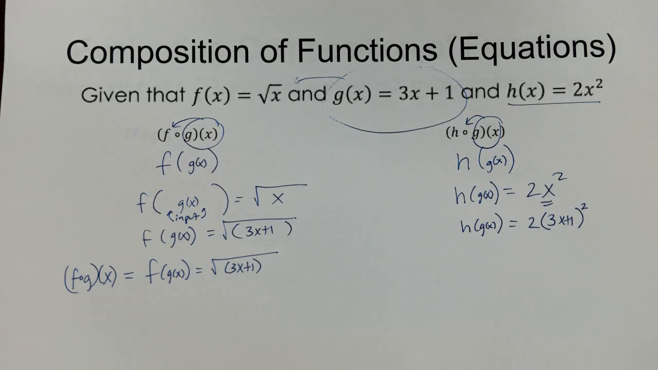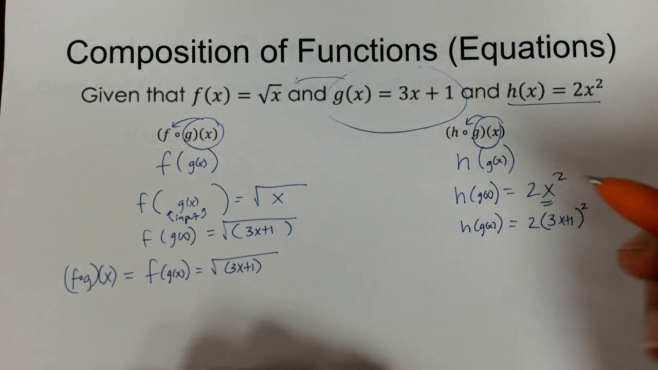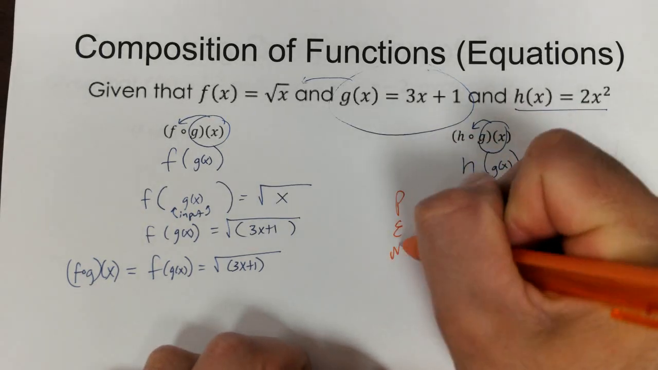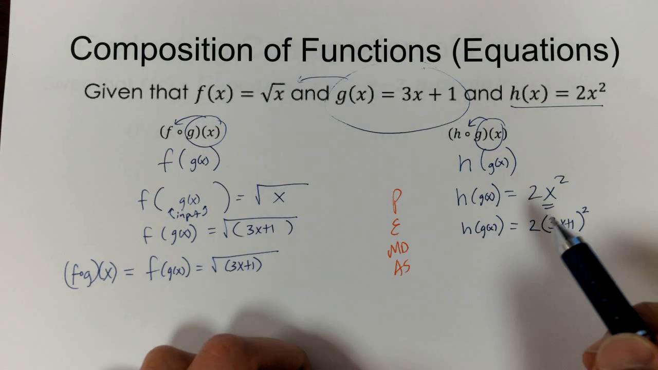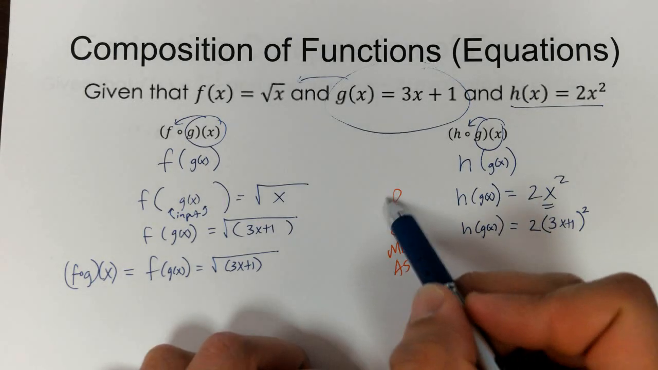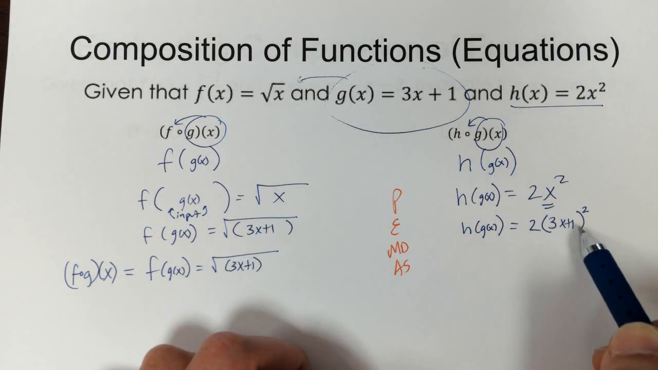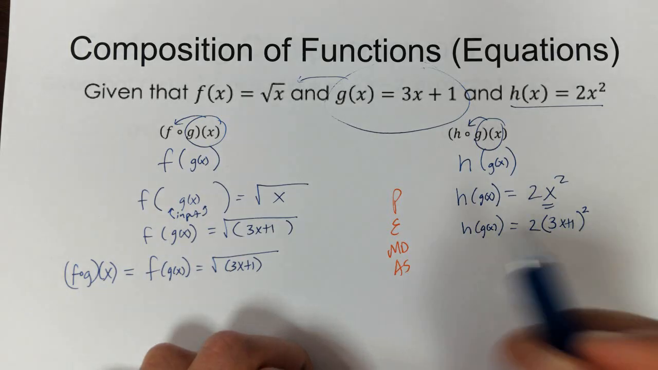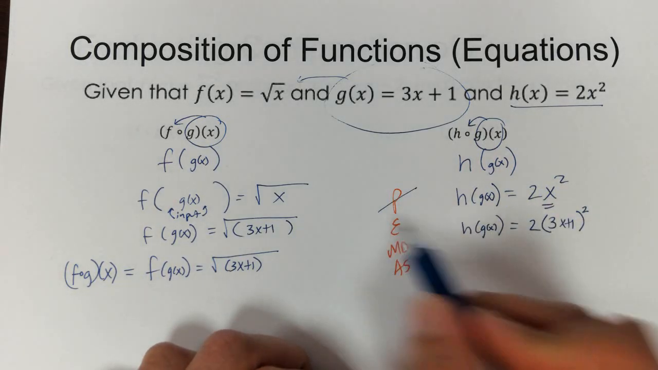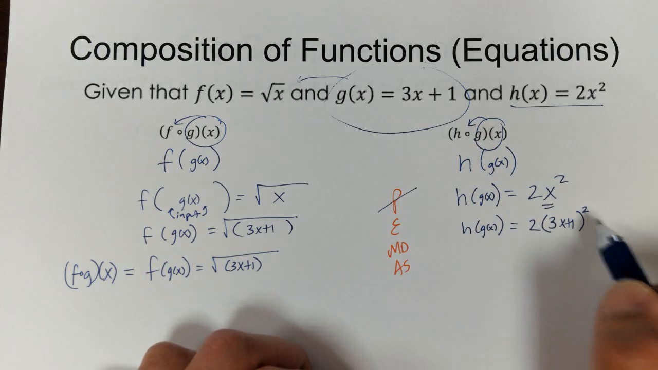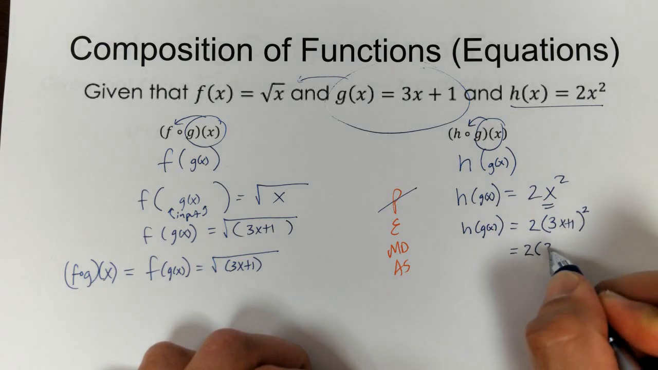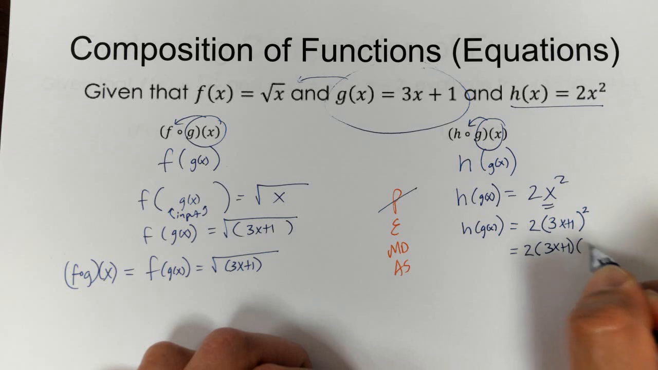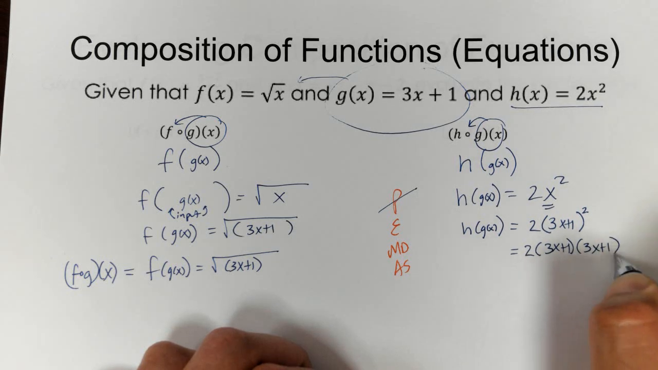Now this I can actually simplify a little bit. When you simplify, make sure that you use PEMDAS, our order of operations, to help you go through the correct process. Which means I have to do the parentheses first. Inside the parentheses, is there anything I can combine? No. Are there any exponents? Yeah. So let's do that part first. 2 times, what does that mean to be squared? 3x plus 1 times itself. Twice.